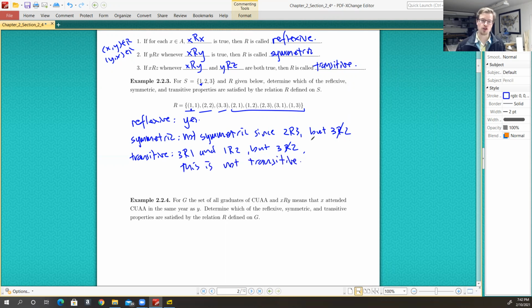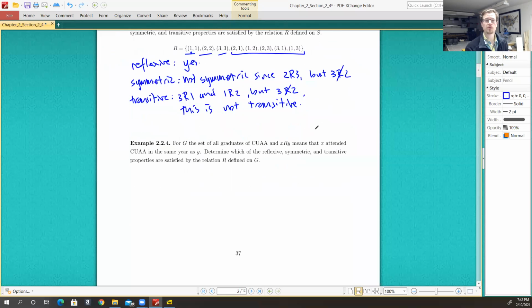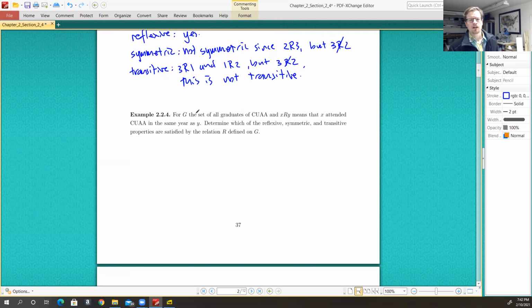All right, so the relation R is not transitive. Excellent. So let's take a look at one more example. Let G be the set of all graduates of CUAA.